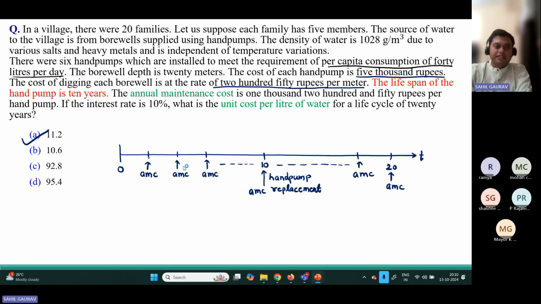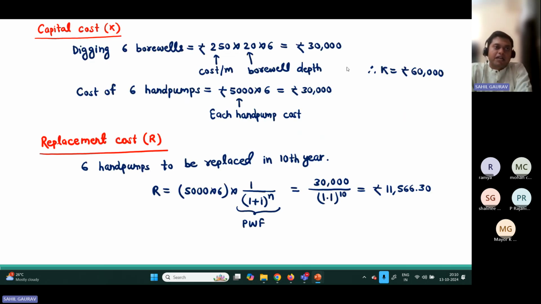So first make the time axis. Then in each year we have annual maintenance cost, and we have hand pump replacement because the lifespan of the hand pump is 10 years, and this cost estimation has been done for 20 years. So it is written that for a life cycle of 20 years. So first we will find the capital cost. Capital cost includes the digging of 6 borewells and the cost of 6 hand pumps.